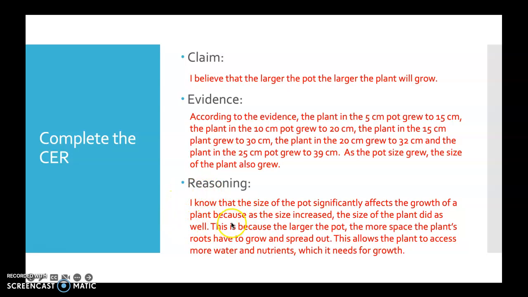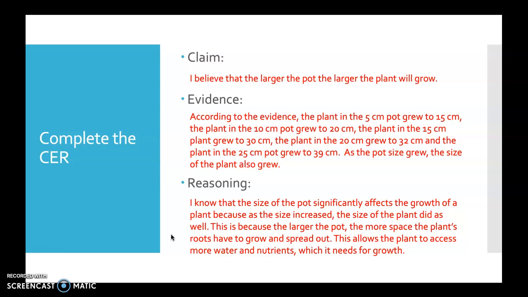So in my reasoning section, I once again state that the size of the pot affects it. And then I say that it's supported by my data because as the pot size got bigger, the plant size got bigger. And then I give my scientific reason because the roots have space. So I'm going into my previous knowledge of plants and how they grow and what they need to grow, and use that to justify the fact that the size of the pot would affect the size of my plant.